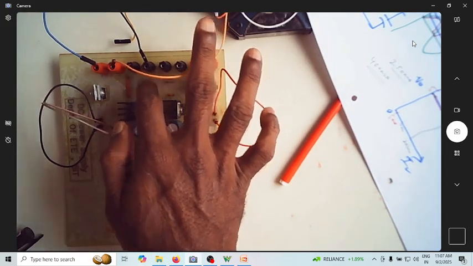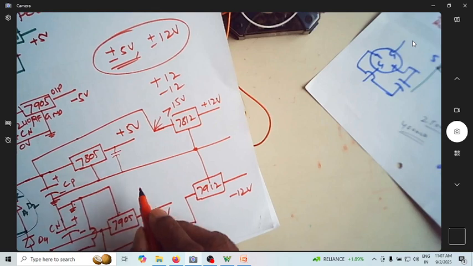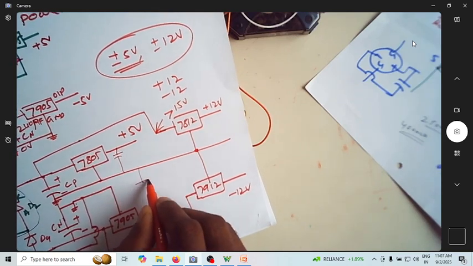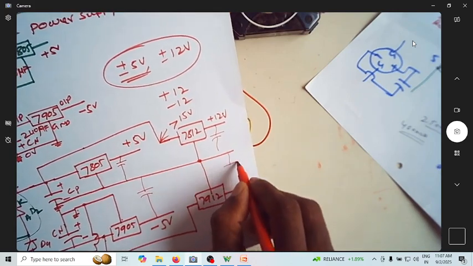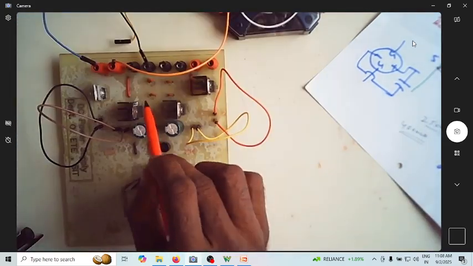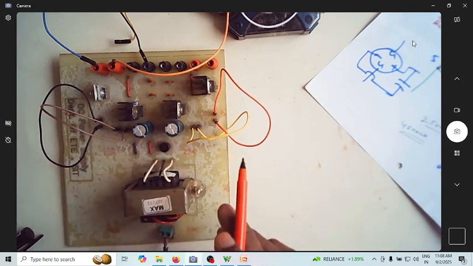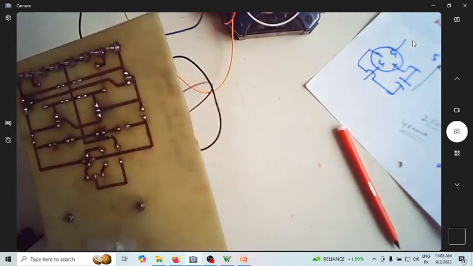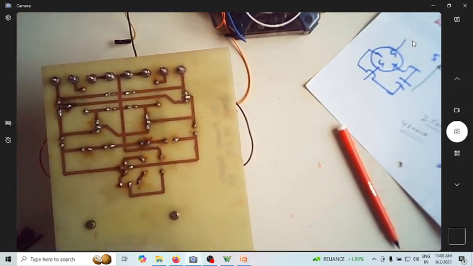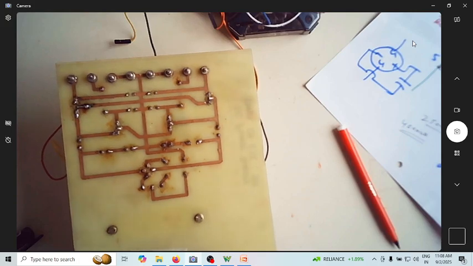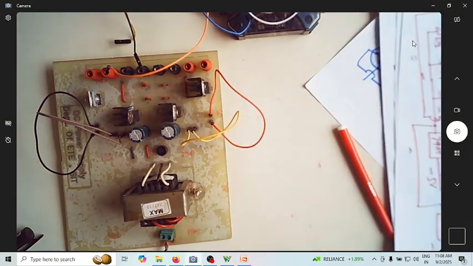Of course, we have capacitors at the output of the regulators also. We are connecting ceramic capacitors here, of 0.1 microfarad. Each regulator output has one capacitor. And this is the PCB developed by one of our students. So whatever circuit we have is made as a PCB. So this is how you can realize a dual power supply.